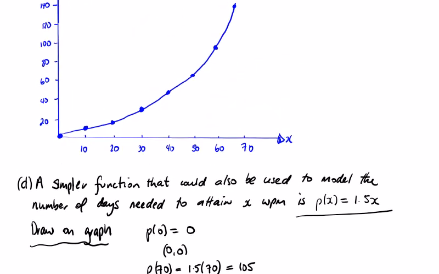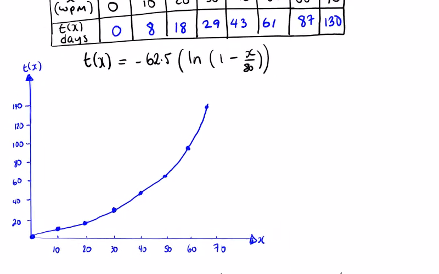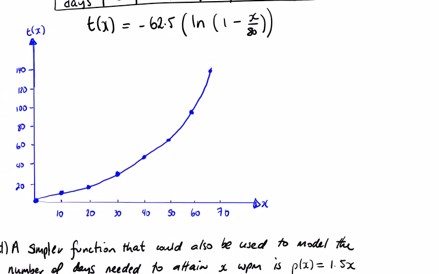So let's go and graph these. And just check what 70 was in the previous one. It was 130, so it's going to be below it. (70, 105) looks like it's approximately here, and (0, 0) here. So we'll try and draw a straight line between those 2 points. Let's label it as well, P of x. The other one is T of x.